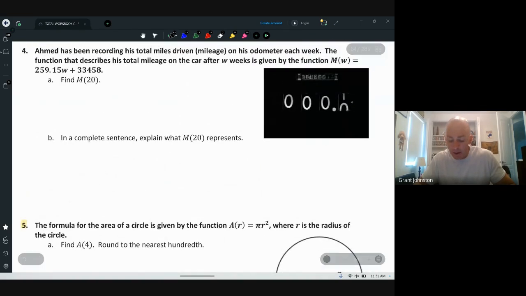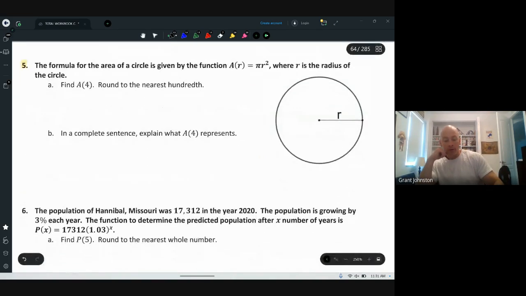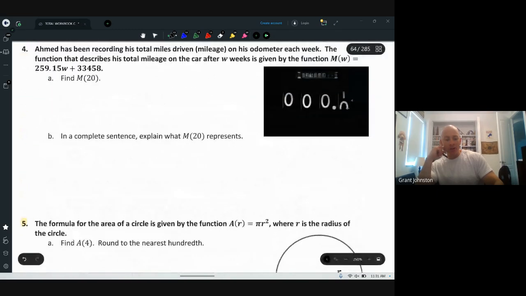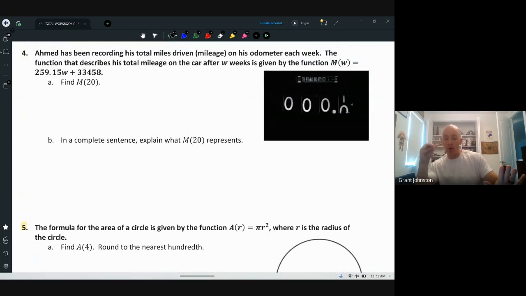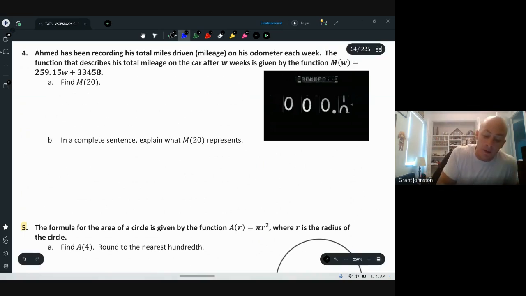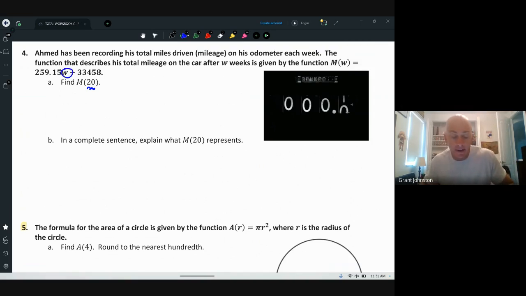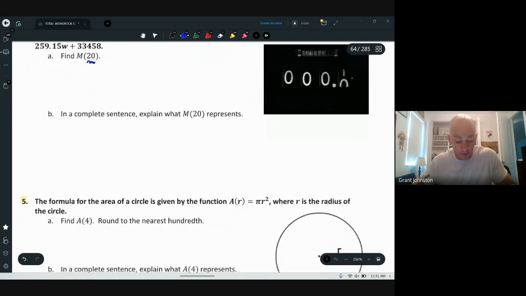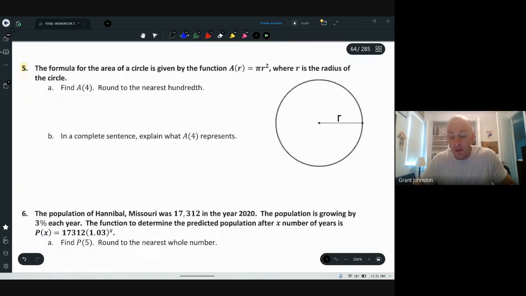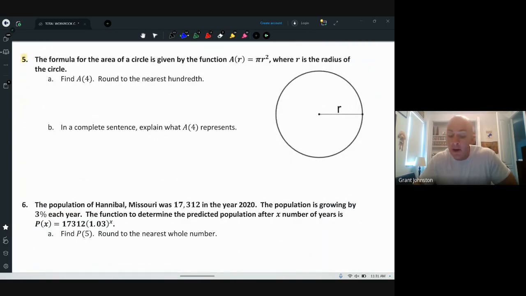Okay. Now these are all about interpretations. You're going to do the evaluating and all that good stuff, but it's a little bit about the interpretation. So number 4, I'm going to let you do. It's basically we got mileage and we got W for weeks. So you're going to substitute this in for W, and then you're just going to interpret it. Now let me show you number 5. It says the formula for an area of a circle is given by the function A of R equals pi times radius squared, where R is the radius of the circle. Find A of 4, round to the nearest 100th.